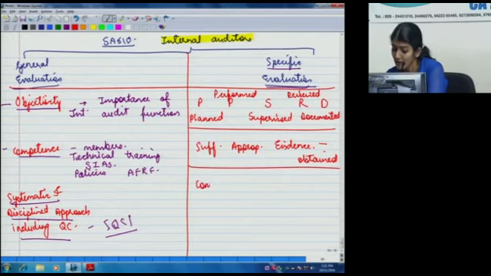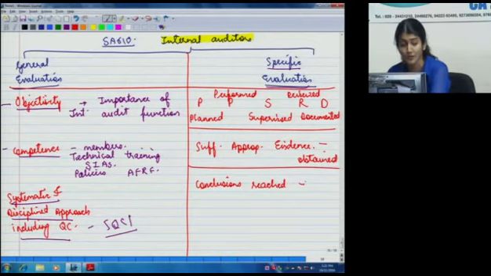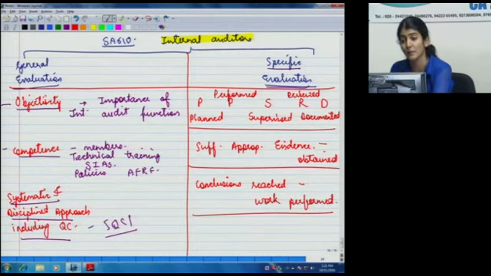And whether the conclusions reached by the internal auditors, whether the controls are effective or not, are supported by the work performed. Meaning, now we are checking their work. You understand, no? Specific evaluation.